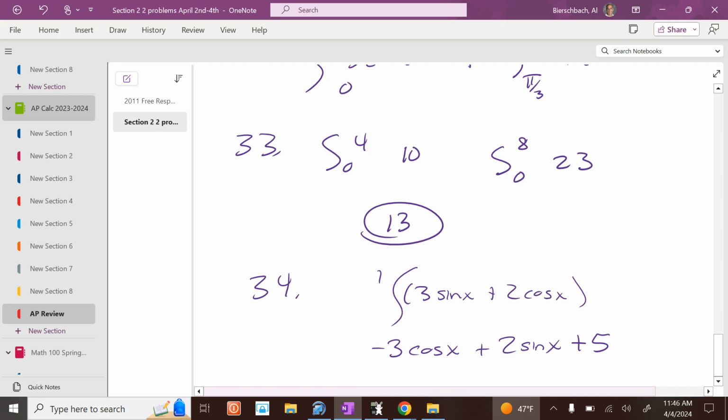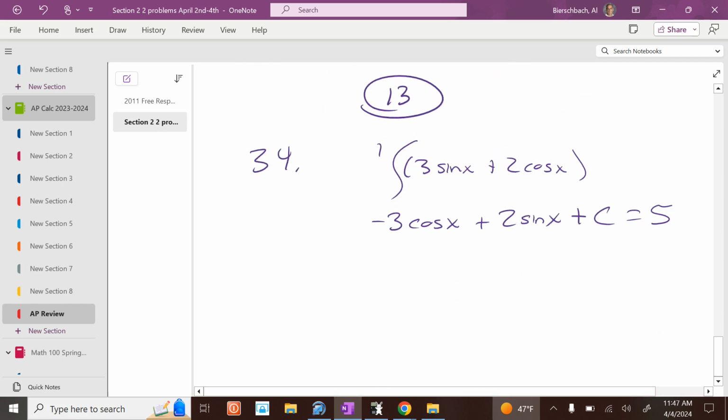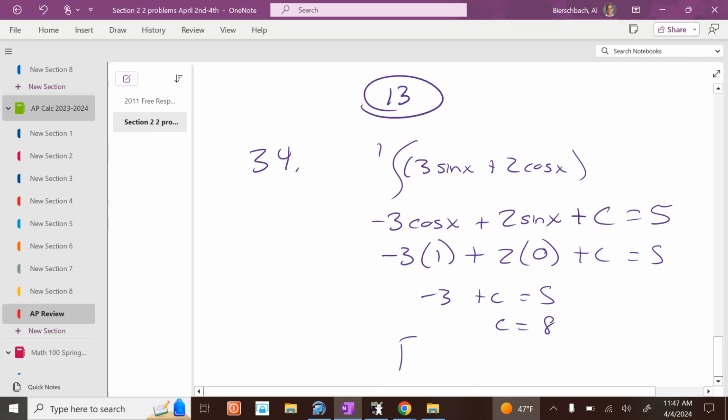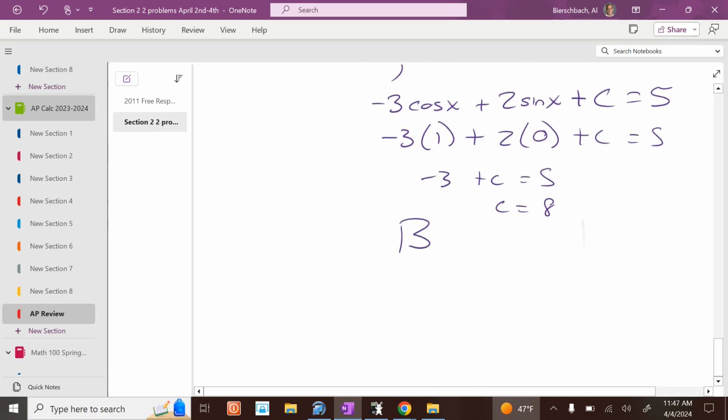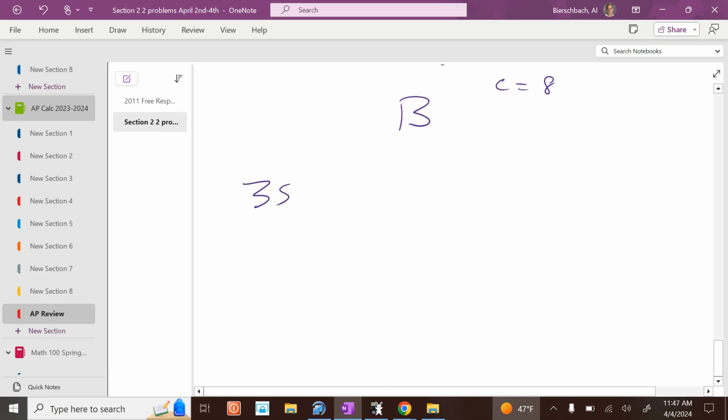So if we put in 0 for x, it's plus c equals 5, because f at 0 is 5. So negative 3, the cosine of 0 is 1, plus 2 times sine of 0 is 0, plus c equals 5. So we get negative 3 plus c equals 5, c equals 8. So yeah, it would be 8, which would be choice B, and 34 is B. 35.